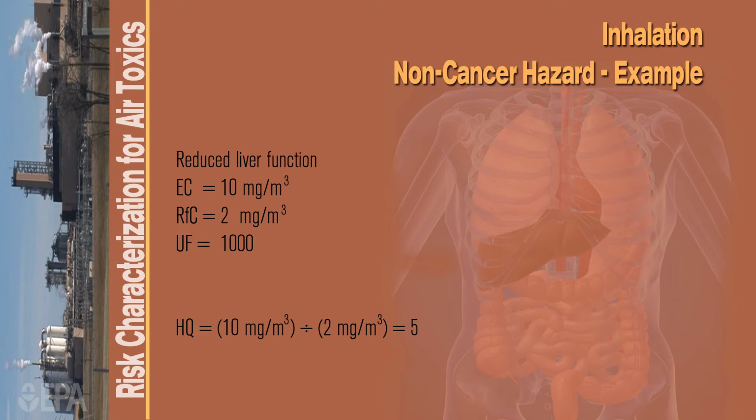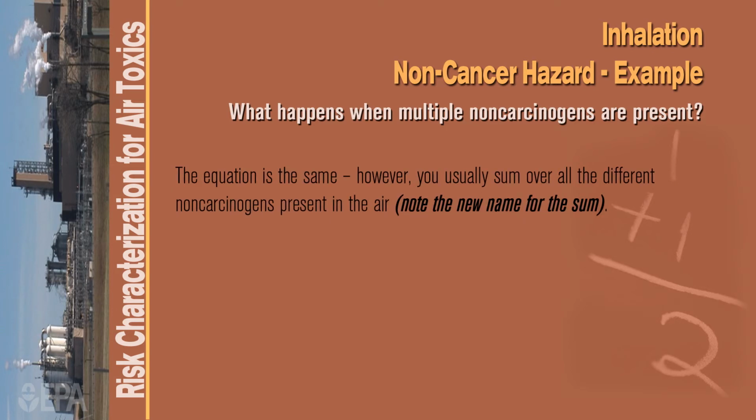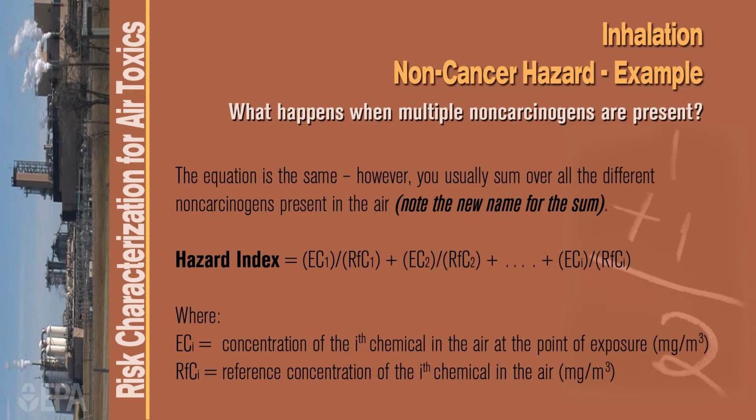Just as in the case of cancer, we can have multiple chemicals in the air we breathe that can cause non-cancer effects. And just as with the case of cancer, we can calculate the total non-cancer hazard by adding up all the individual hazard quotients. The result is called a hazard index, or HI. If the HI is greater than 1, we may have a problem. A quick look at the individual hazard quotients can tell us right away which chemicals are causing the most problems. So what does this mean?